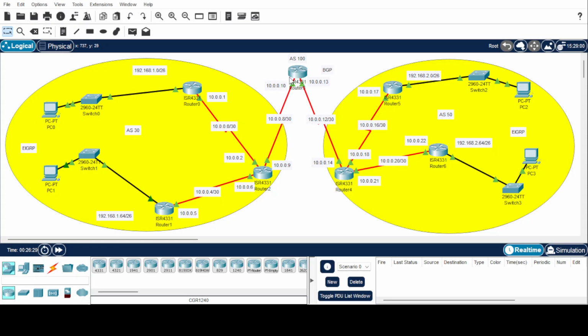So here we have introduced BGP and defined the neighbors. At the edge routers also we have to open the BGP routing protocol and define a neighbor. So let's go to router number 2.